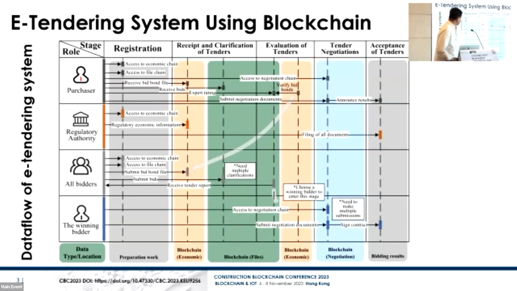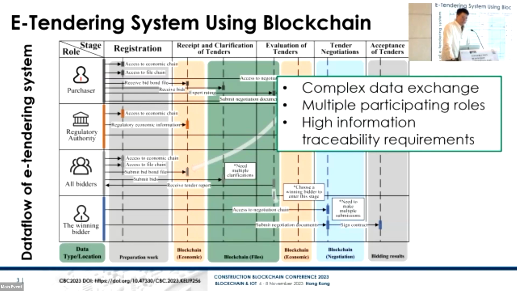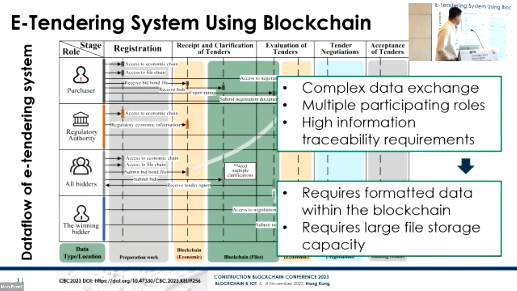After analyzing the whole e-tendering system using blockchain, we can see the data flow of this framework is complex. So we want to make sure that the complex data exchange and the multiple participating roles can have more security and more traceability in this process. So we need to format some data within the blockchain and use the traceability and the security to make sure the whole system is usable.